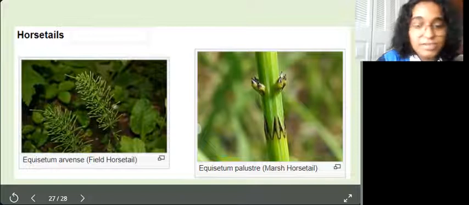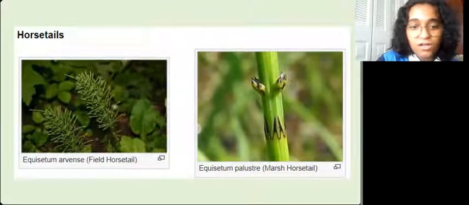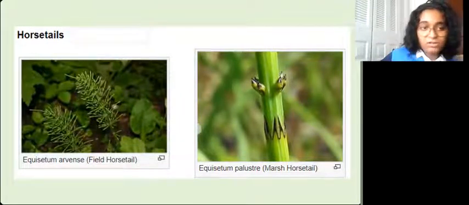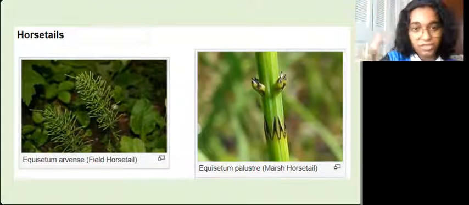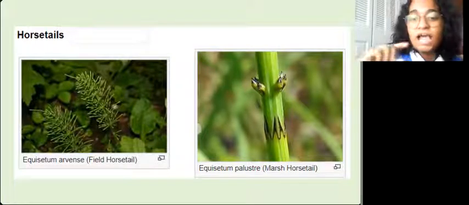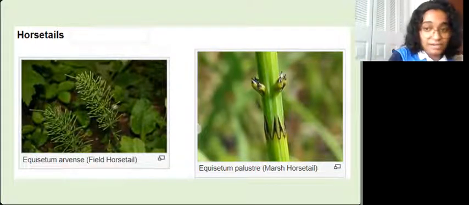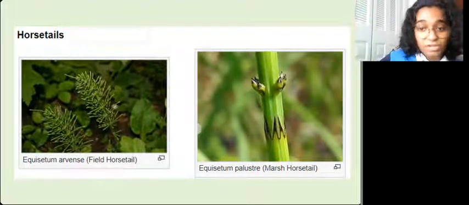So let me just summarize this in about three points. The marsh horsetails are long horsetails. They're very long, but they're not bushy. They just have stems, and they are perennial. They grow between 10 to 50 centimeters, or in rare cases, they can grow up to 1 meter.